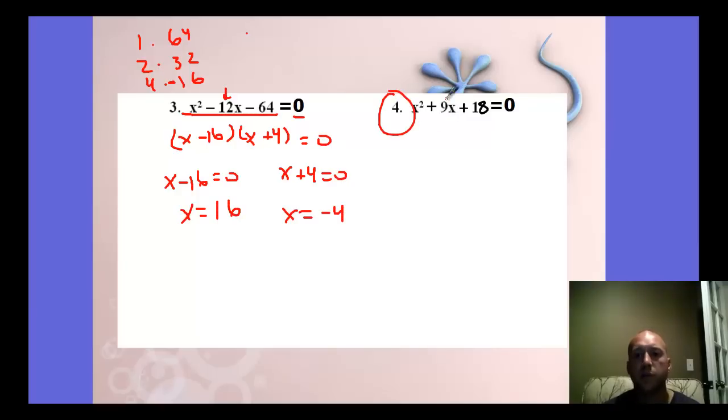So here's the other question I'm going to have you try doing. We're going to try solving this by factoring. So you want to factor it, and then you want to solve it.